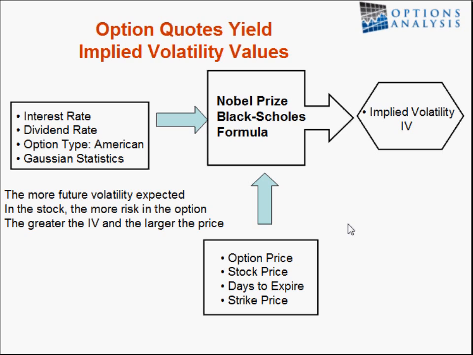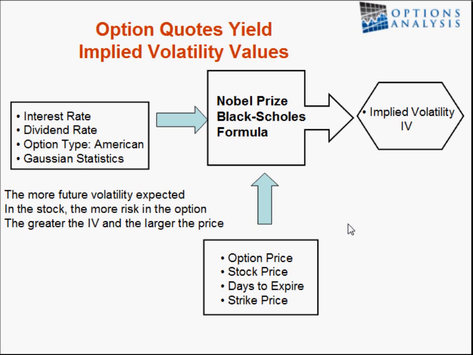Using the Black-Scholes formula and its assumptions about Gaussian statistics, the option type, the dividend rate, and the interest rate that are occurring now, we can plug into it the current option price, the current stock price, how many days are left to expire, what our strike price is. And this formula will compute what these numbers are implying about the future volatility caused by that option quote, giving us an actual number, the implied volatility. The higher the implied volatility, the larger the option quote, and vice versa.